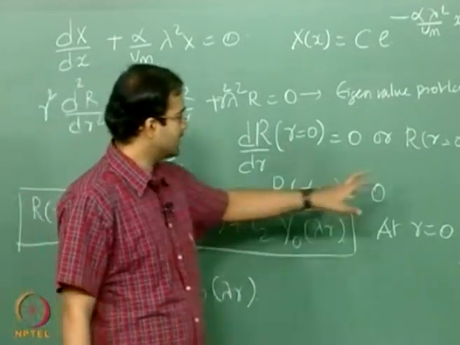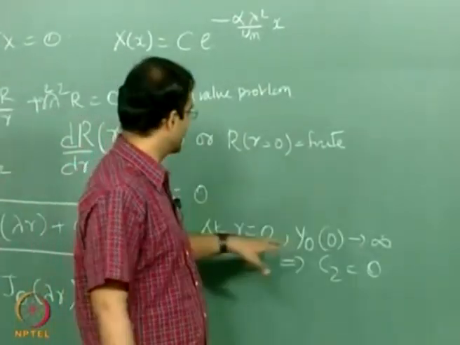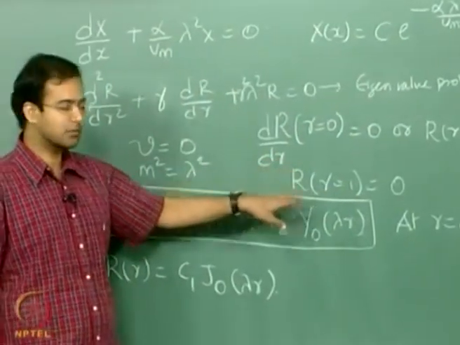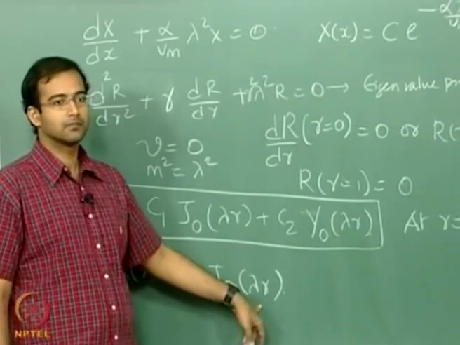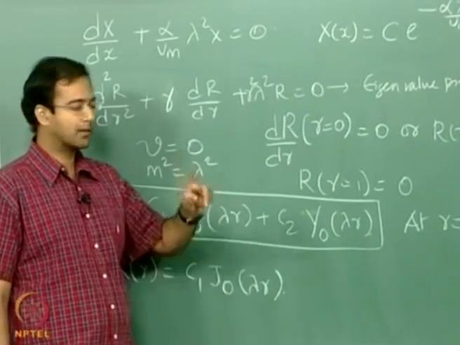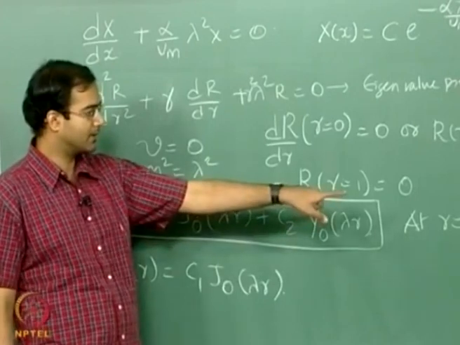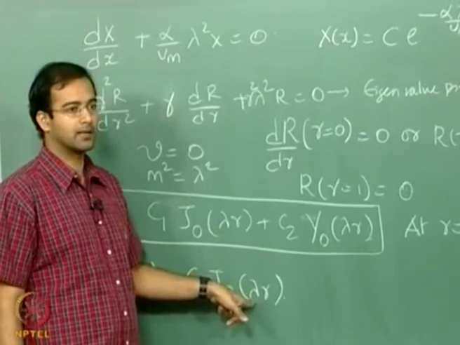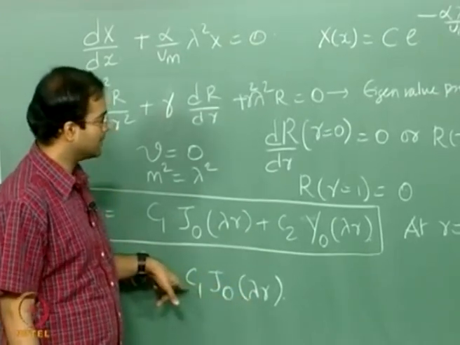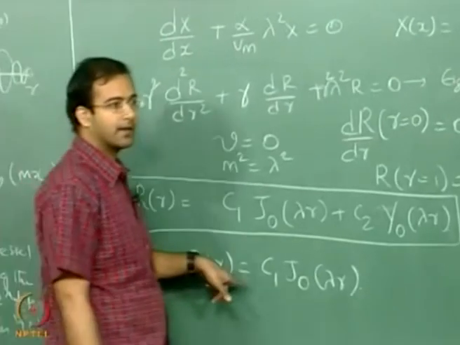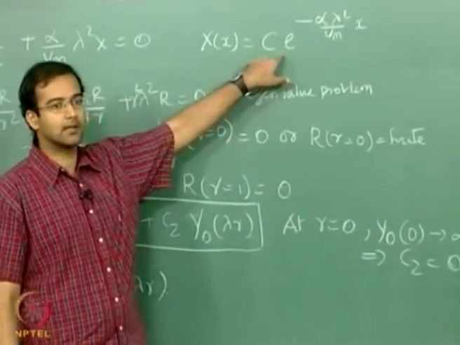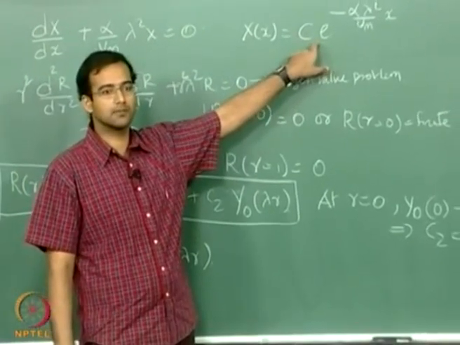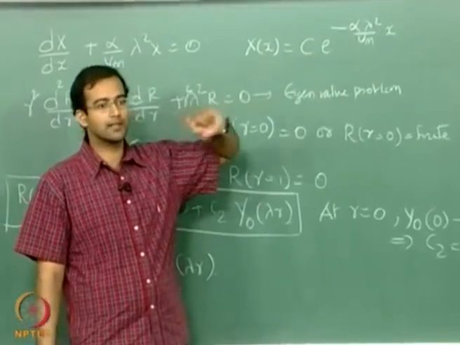So the remaining constant, whatever is left out, that is at r equal to 1, capital R is equal to 0, that will be used to find the eigenvalue. So one of the constants is determined from the one boundary condition and the eigenvalue is determined from the other boundary condition. So this constant is not a problem, because in the final solution for theta I can multiply this and this into a single constant, and I can use the remaining boundary condition, that is at x is equal to 0. That is one more boundary condition which I have not utilized.